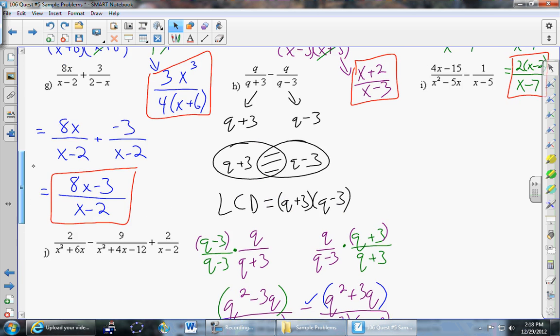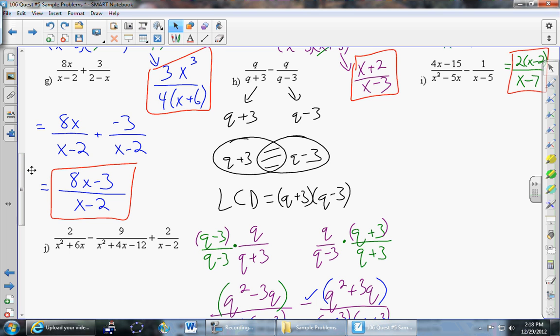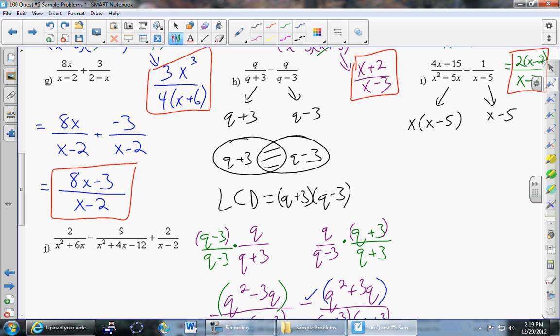Okay, going back up to part I. 4x minus 15 over x squared minus 5x minus 1 over x minus 5. Same idea as before, splitting the two denominators. X minus 5, there's nothing to do there, but we can factor the first one, and we should. So factor out the GCF, which is x. And look, we get x minus 5. So there was an x minus 5 in both of these, which means there's some overlap to put into my Venn diagram. So what part is in both? X minus 5. That goes in there.